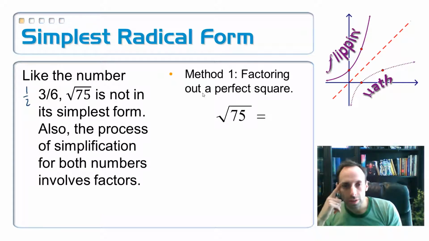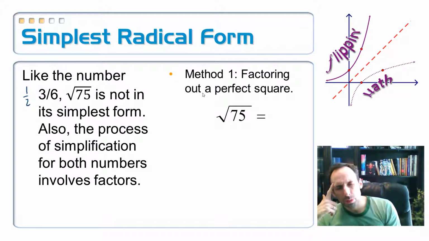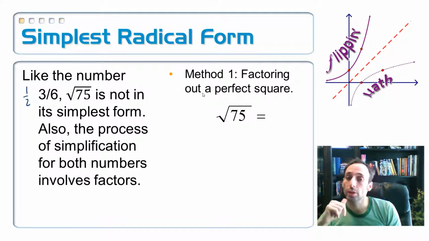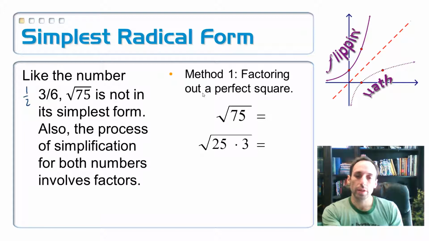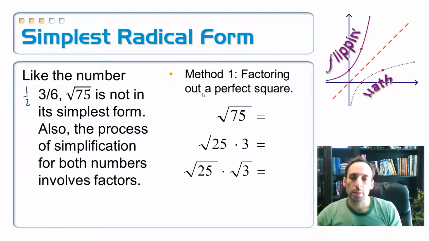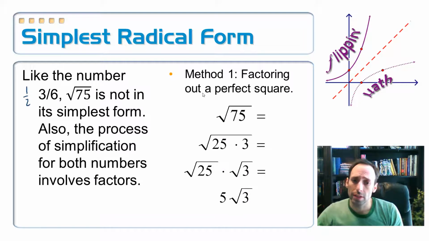So you think of that list that you have burned into your brain, and I think 25 goes into that. It goes into that 3 times. So I break that up as the square root of 25 times 3. And since that's a product within the square root, I can separate those two. And then finally, what is the square root of 25? It's 5. And the square root of 3 stays the same.